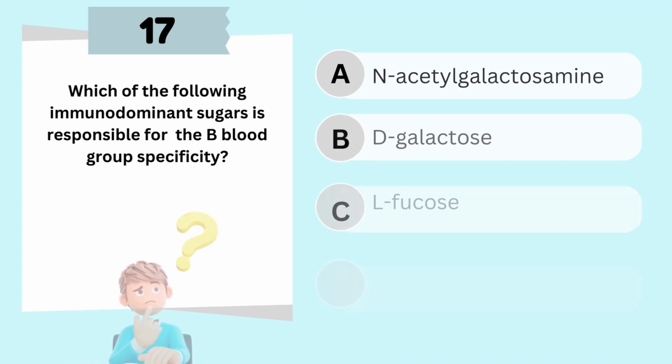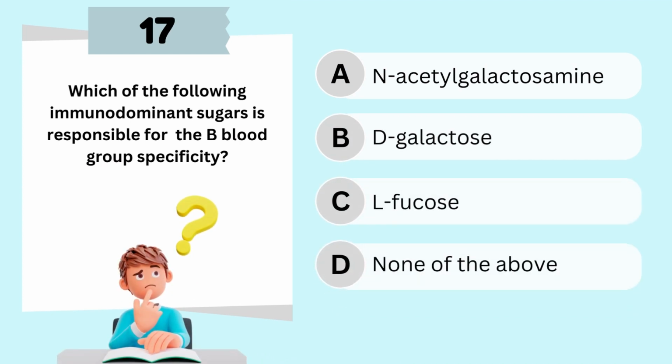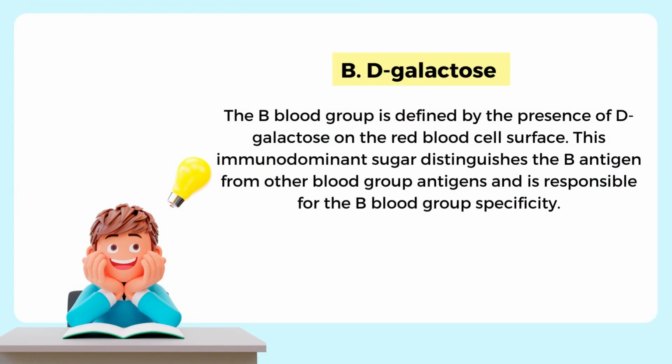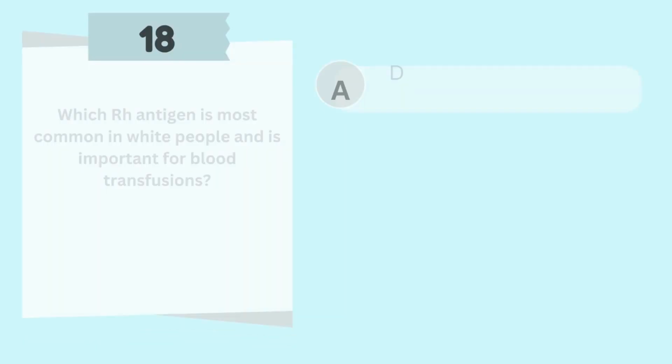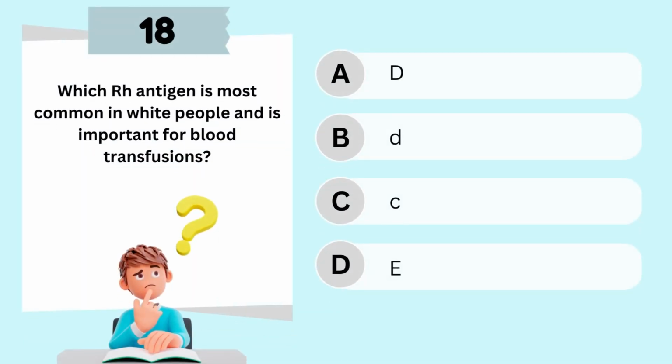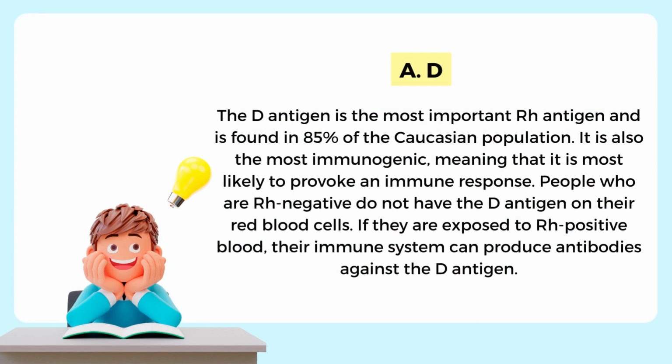Which of the following immunodominant sugars is responsible for the B blood group specificity? The correct answer is B. D-galactose. Which Rh antigen is most common in white people and is important for blood transfusions? The correct answer is A.